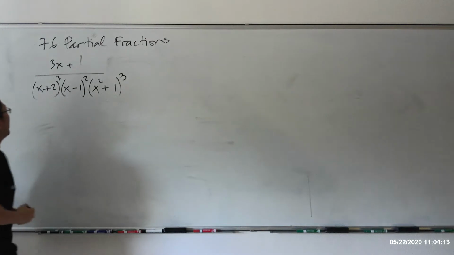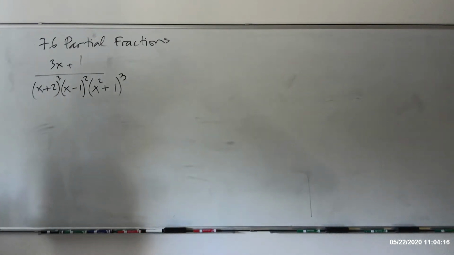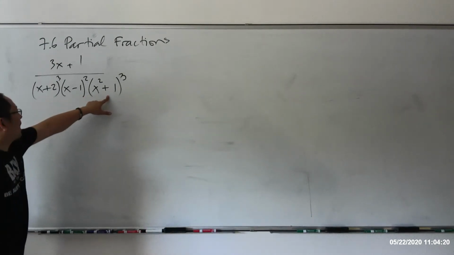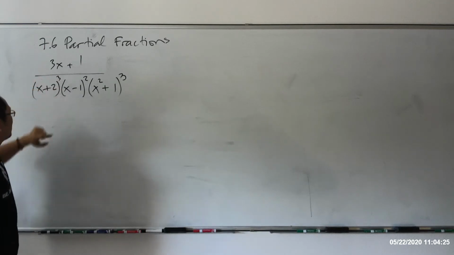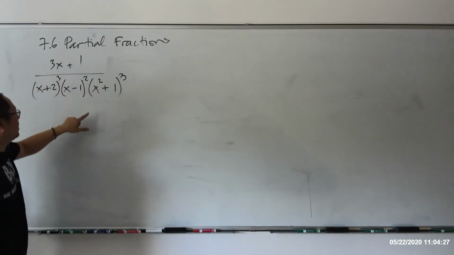Doesn't matter. So in here, I will show you this is a huge fraction with linear factors and a quadratic factor in the denominator. This with multiplicity. So x plus 2 with multiplicity 3, x minus 1 multiplicity 2, and then this one is what?